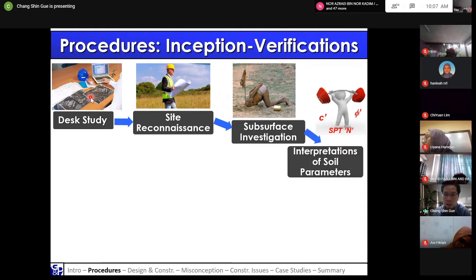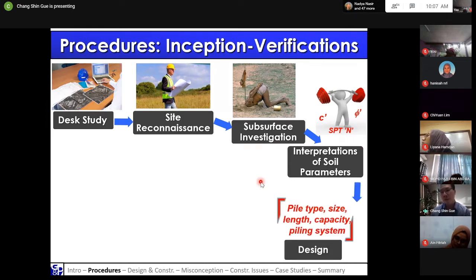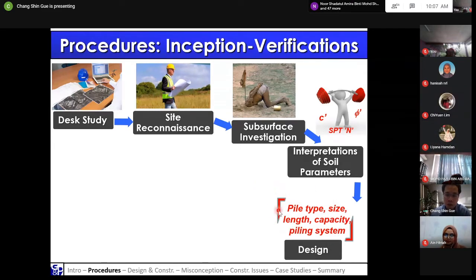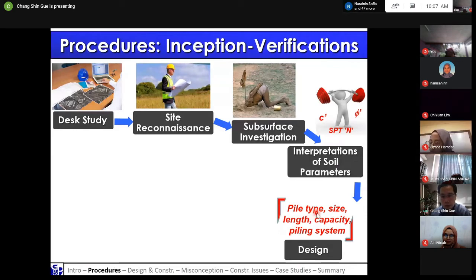So once you've done that, then you get the soil parameters. And what I would like to emphasize here is that interpretation of soil parameters is important. So you're not only just getting the soil data from the field and the lab test and applying it. You need to analyze and interpret the soil parameters. And once you've done that, then you can start to do design. So for today, I'm talking about pile foundation. In terms of design, this means that we need to select what kind of pile, what is the size, what's the length, what is the capacity, and also what kind of piling system.